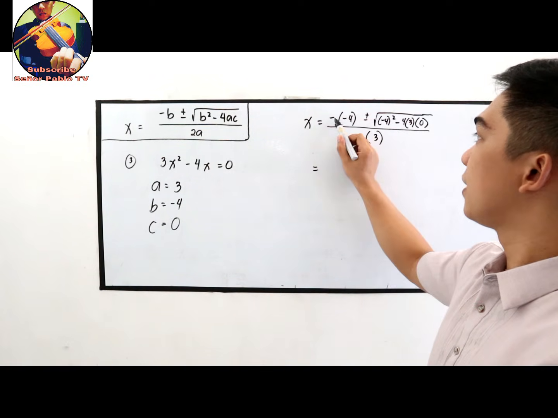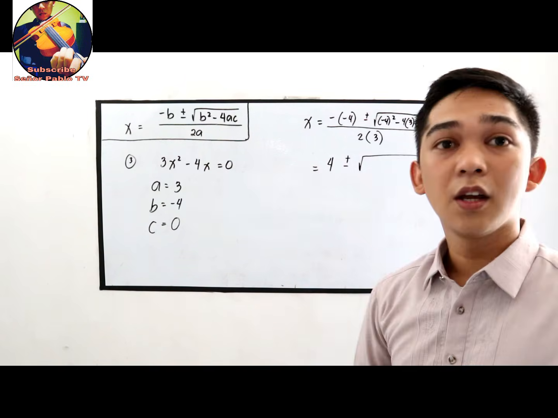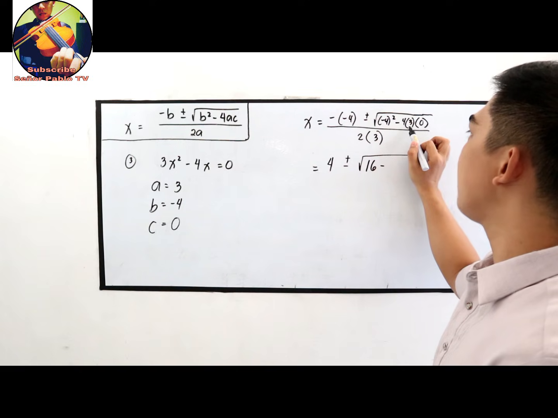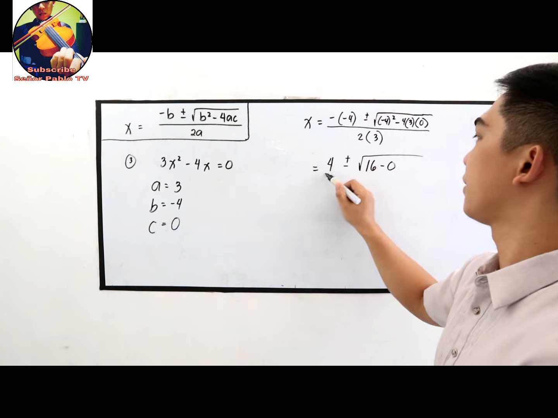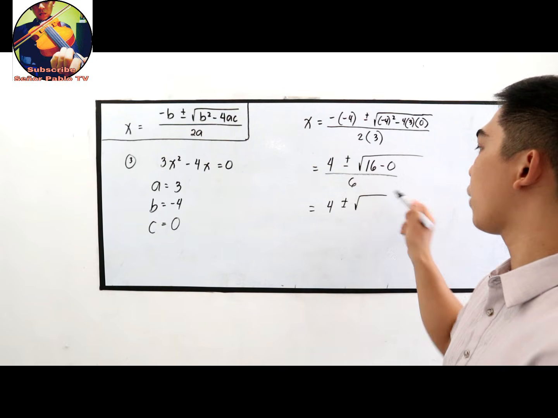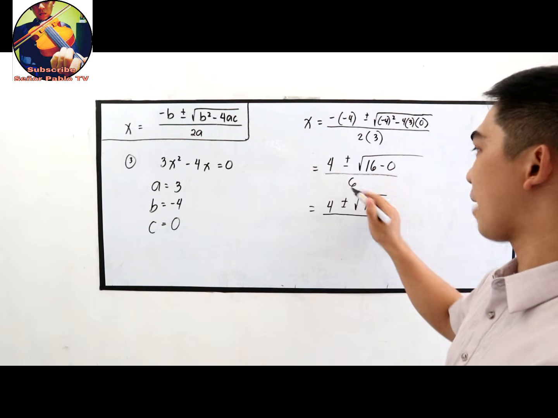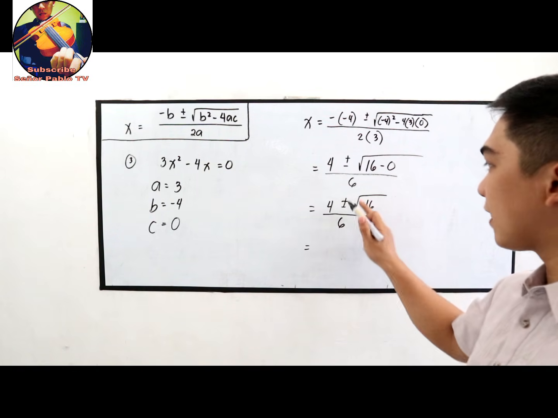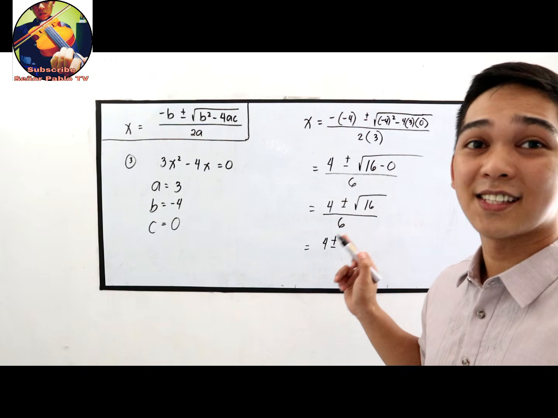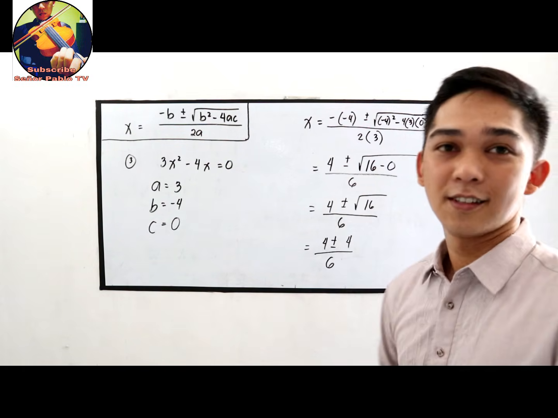Is equal to negative times negative. So we have positive 4 plus minus square root of negative 4 square. 16 minus 4 times 3 times 0, 0. All over 6. 4, positive negative, square root of 16 minus 0, 16. All over, copy, 6. Simplify natin, 4 plus minus square root of 16. 16 is a perfect square number. So, 4 over 6. Yan.